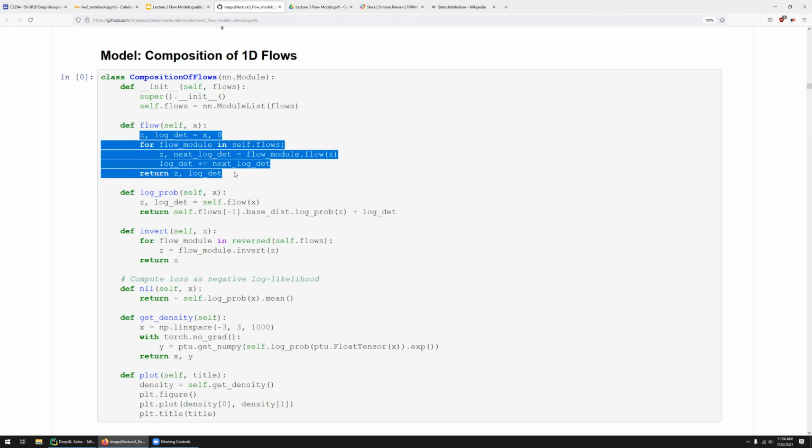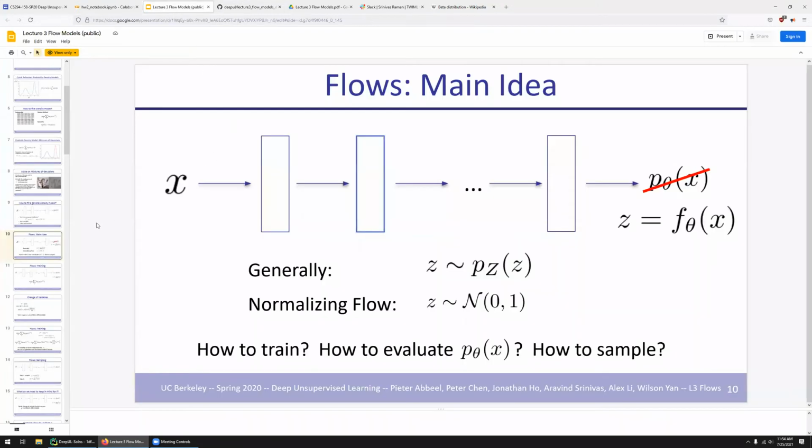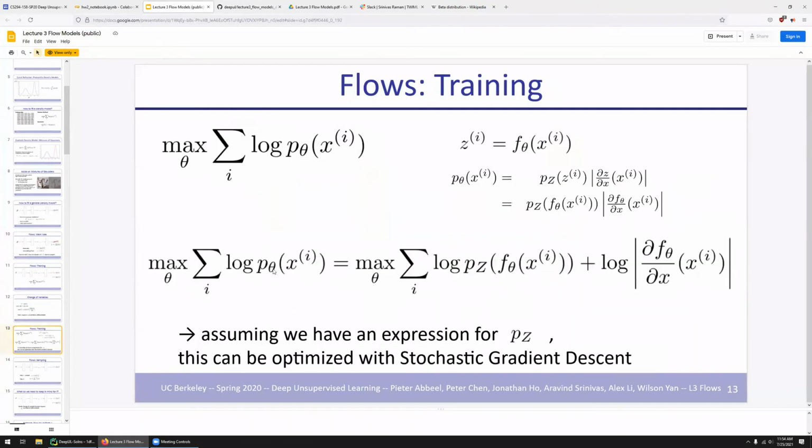So it's basically the same code as before. You do flow, you take the Z, and then you get another Z out, and then the determinant, and then you add the determinant, and then you put the Z back in, and then get the next determinant, and then add the determinant, just from the equation, right?